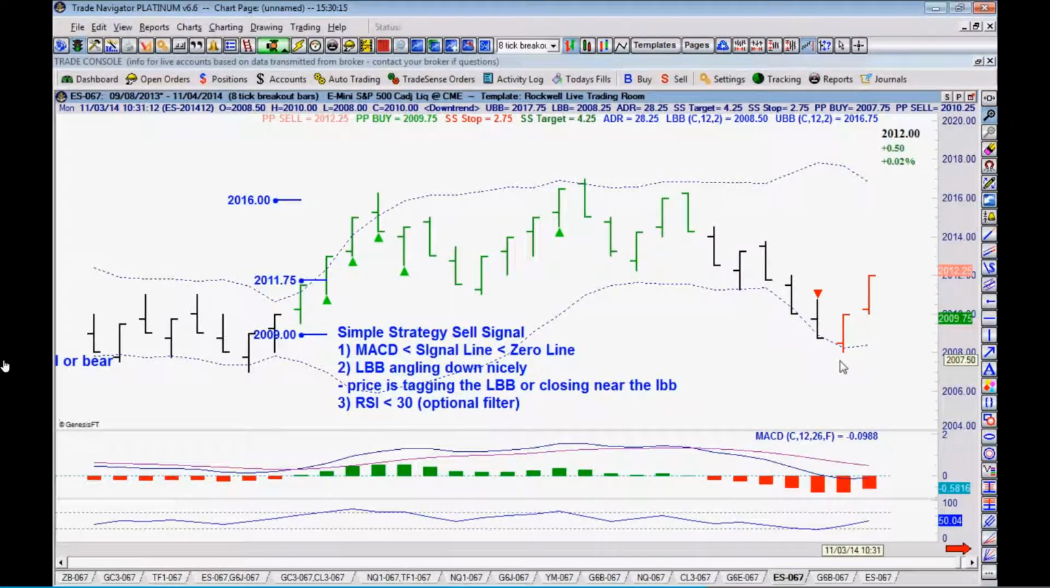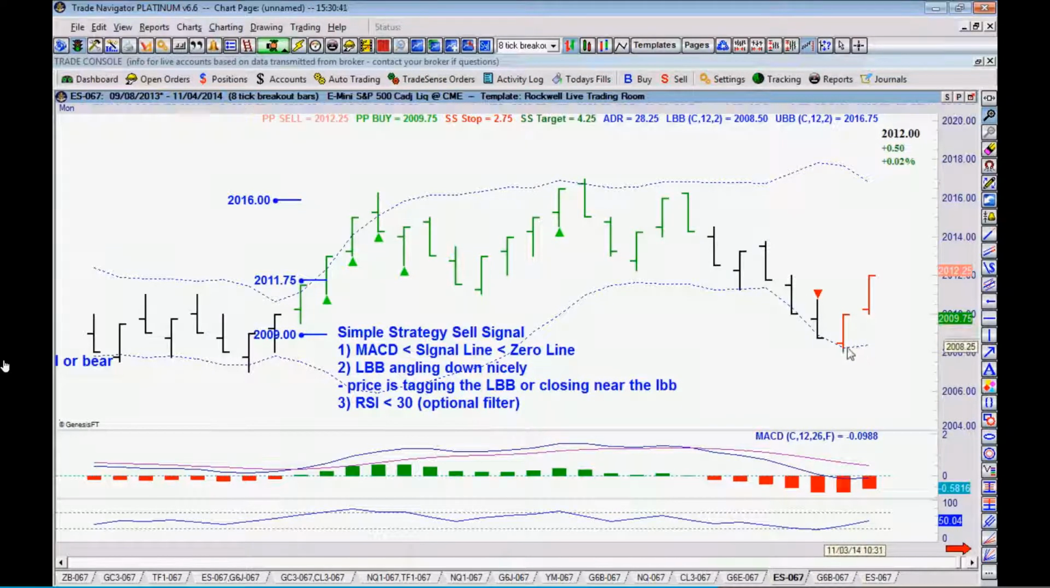Now we see that MACD is still telling us that there's a downtrend, but based on our entry rules, we no longer have a valid sell signal, because the lower Bollinger Band is really moving sideways and price is pulling away from the lower Bollinger Band, which tells us that the trend could be changing, or at the very least, the trend is weakening. So we no longer have a valid sell signal, which means we don't want to have any orders in the market.